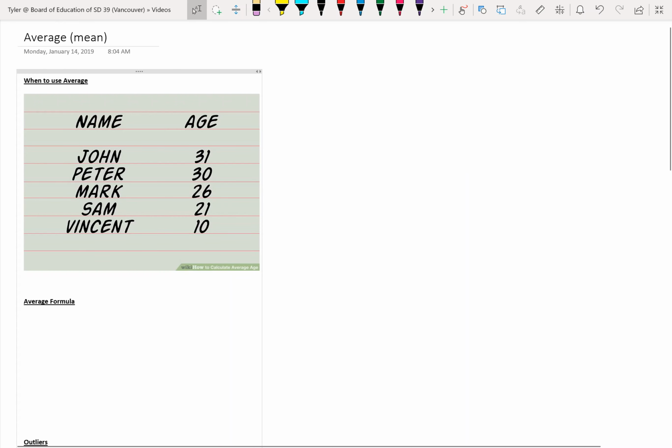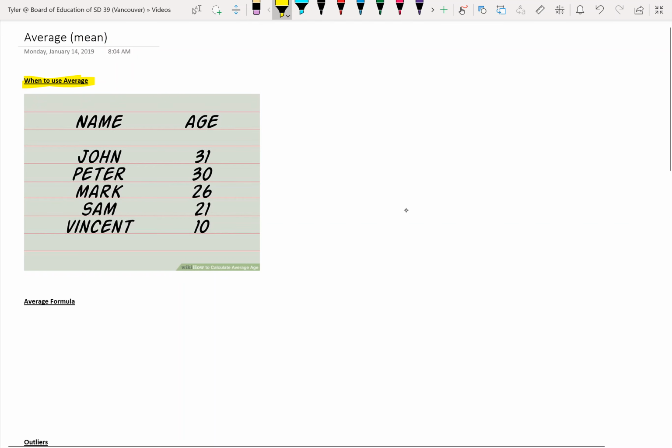All right. So we're going to look at how to calculate the average and what that means. I just want to say off the bat, it's also called the mean. That's the mathematical term for average. I'm going to use average because it's what we use colloquially when we're just talking with other people. So first of all, when to use average.